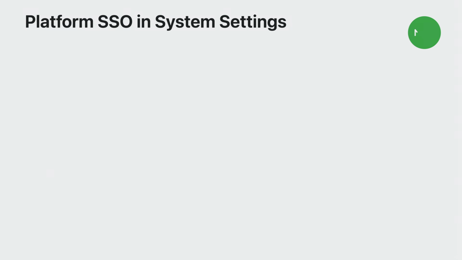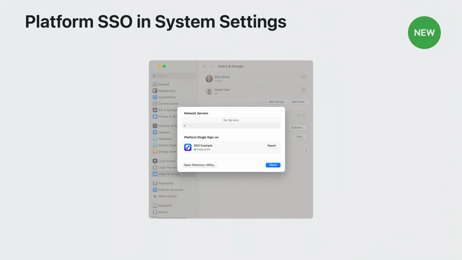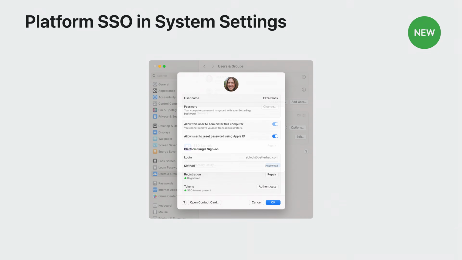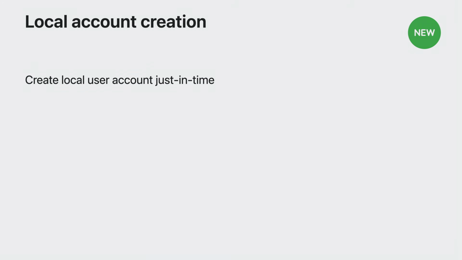System Settings can now show the status of Platform SSO. You can repair your registration or re-authenticate with your identity provider. Many organizations that use shared devices also want to create new users at login. Platform SSO now also supports on-demand creation of a local account when a new user authenticates at the login window using a credential from their organization's identity provider.